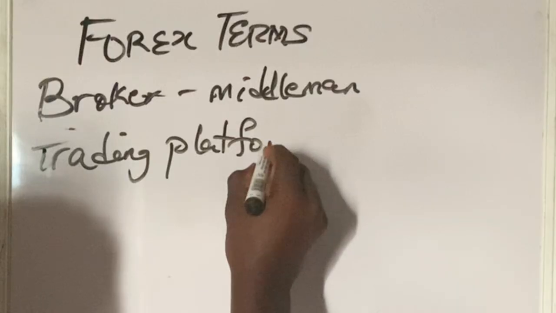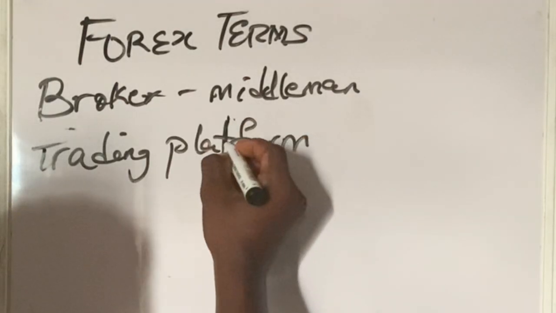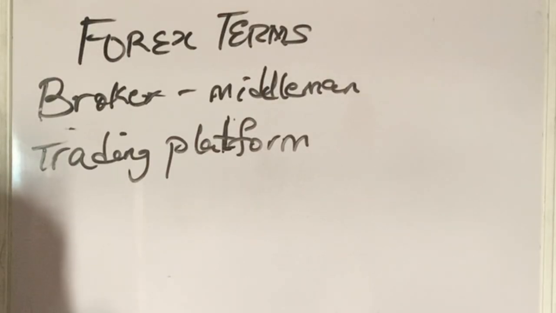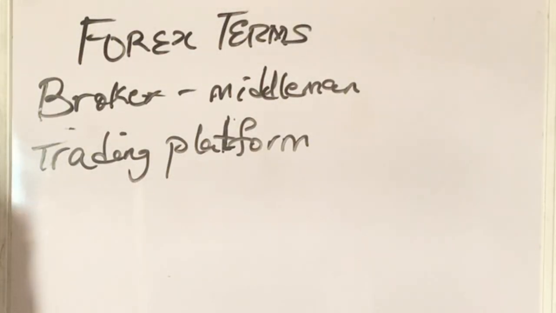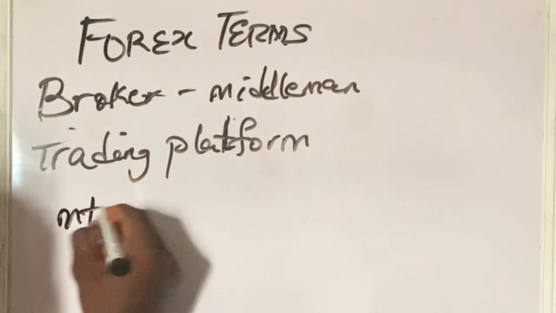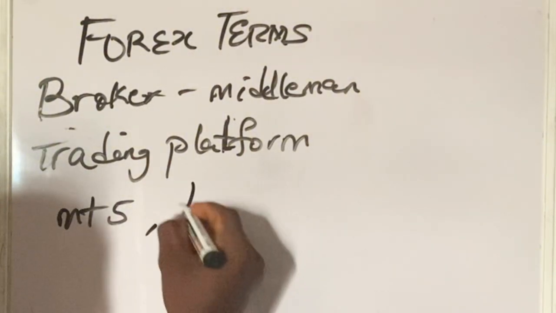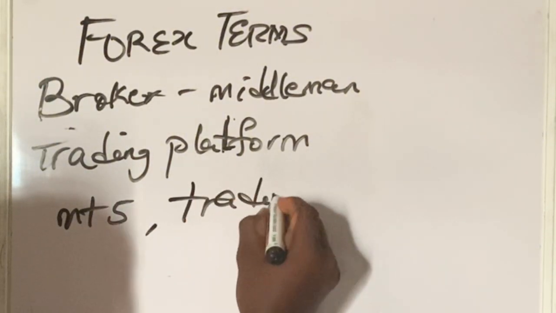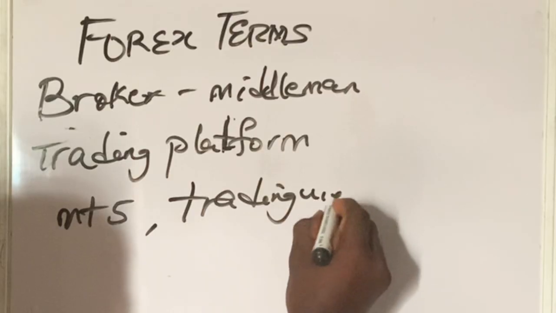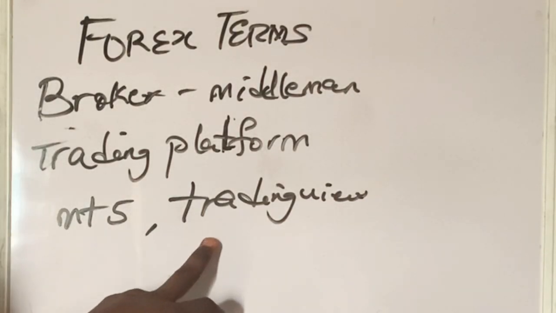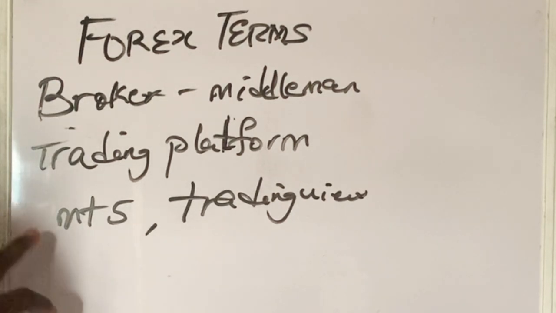Trading platform. In trading, we have different trading platforms that we use to analyze and then execute trades. But the most popular one that most traders use is MT5. MT5 is used basically for trade execution, and then we have TradingView. TradingView is used to analyze charts. Once you analyze your chart on TradingView, you come to your MT5 to execute your trades.